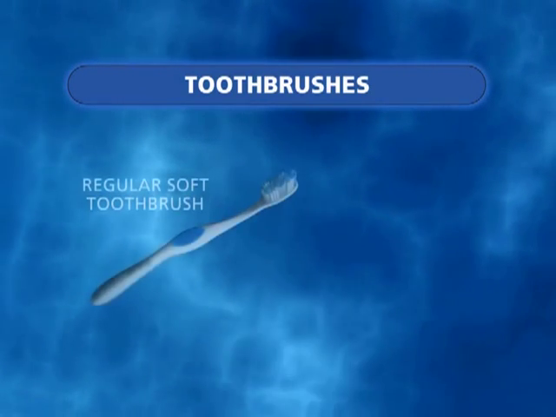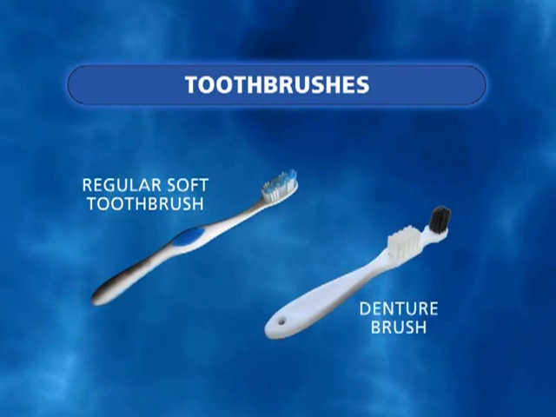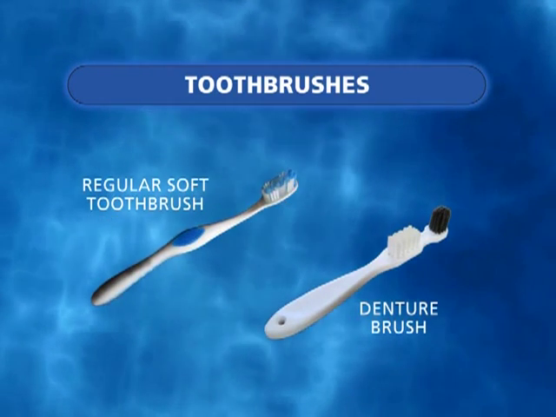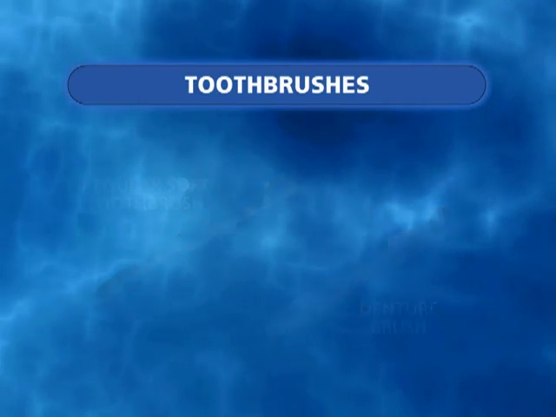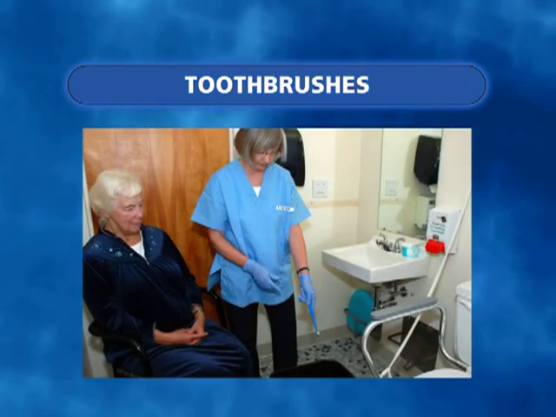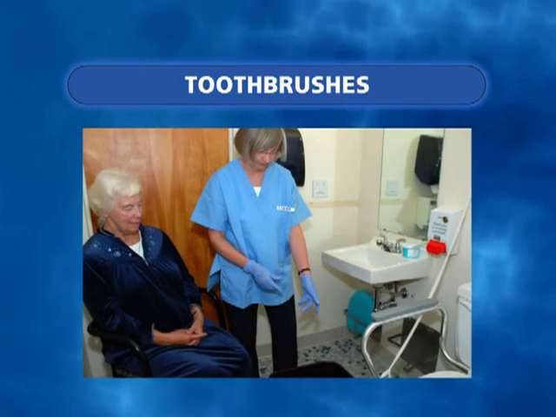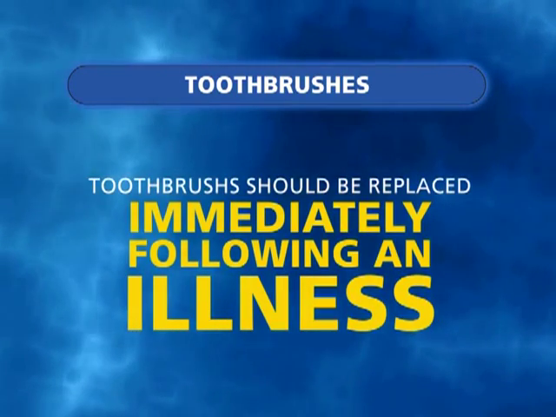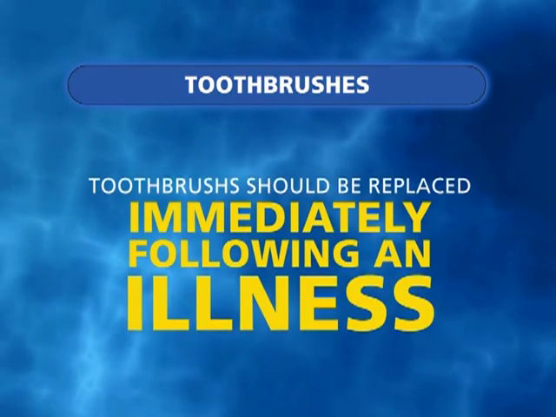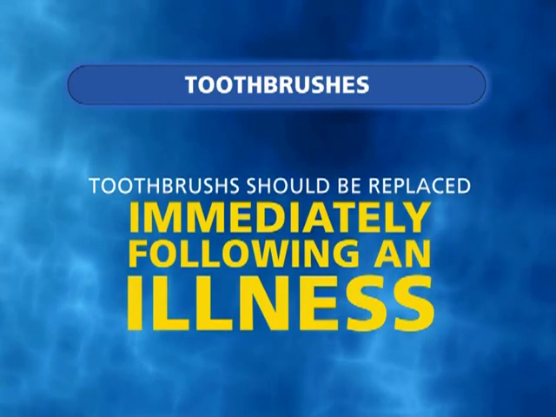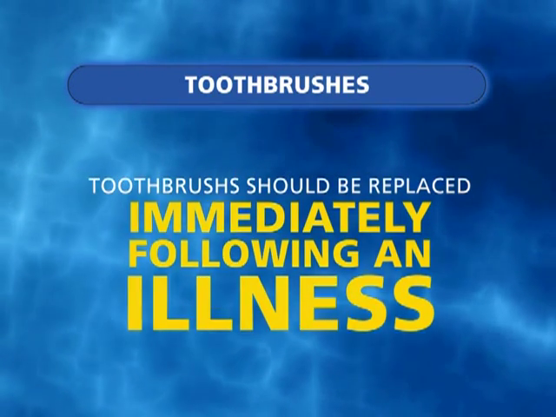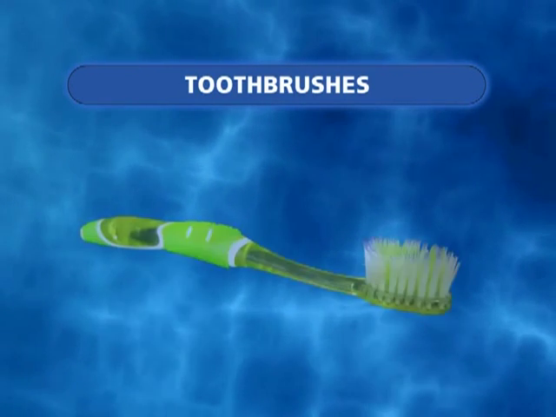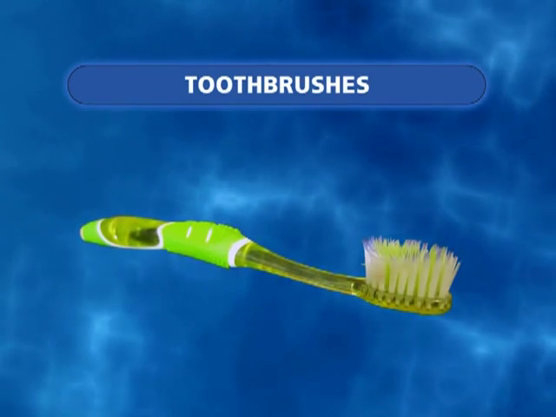Residents should have a toothbrush for their teeth and a different toothbrush or denture brush for their dentures. Toothbrushes should be replaced every 3 months unless the resident has been sick. A toothbrush should be replaced immediately following an illness to ensure that the resident is not re-exposed to the bacteria or virus associated with their illness. Always replace a brush that looks worn or frayed.